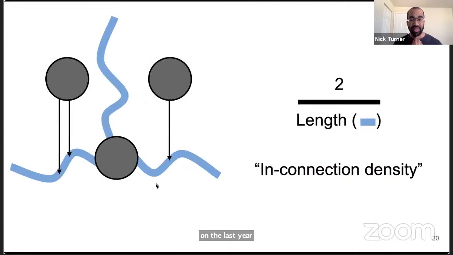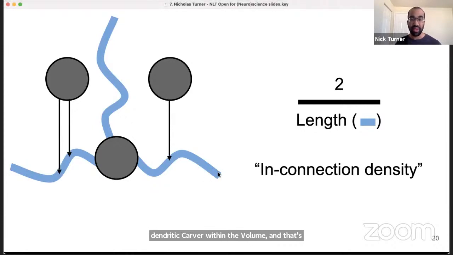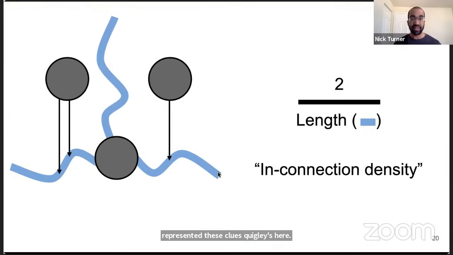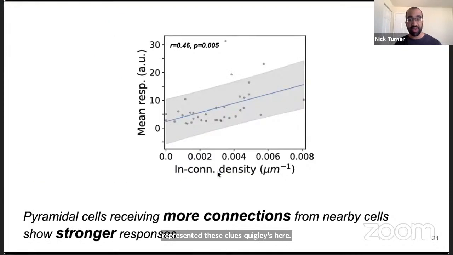To account for this, we decided to use a fairly simple normalization scheme where we divide the number of connections a cell receives by the length of its dendritic arbor within the volume. And that's represented in these blue squigglies here. We call this a cell's in-connection density. If you compute the in-connection density for cells with a significant orientation tuning and correlate that value with each cell's mean response to its preferred stimulus, we see a significant correlation. This suggests that the pyramidal cells that receive more connections from the cells nearby, or its neighbors, show stronger responses.